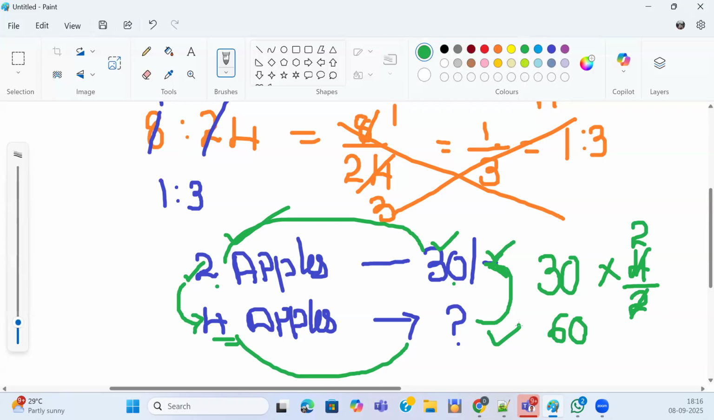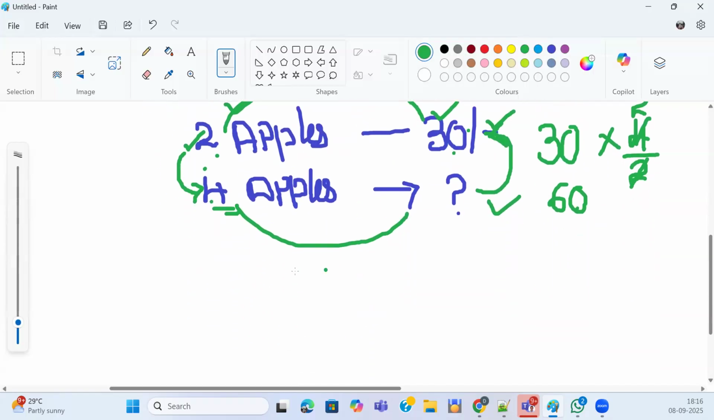Arjun, are you able to understand? Yes, sir. Okay, good. So always you need to compare the things based on the units only. I cannot compare 2 apples with 4 apples, right? I have to compare 2 apples cost 30 rupees and 4 apples cost 60 rupees. That's what we have to do. Now, tell me one thing. What is the cost comparison of 2 apples with 4 apples?